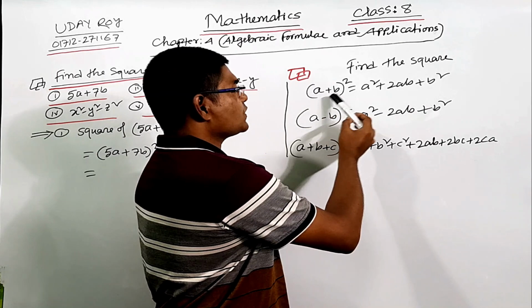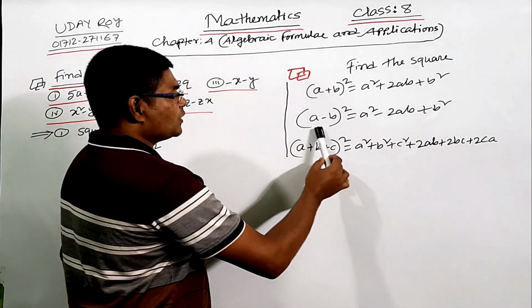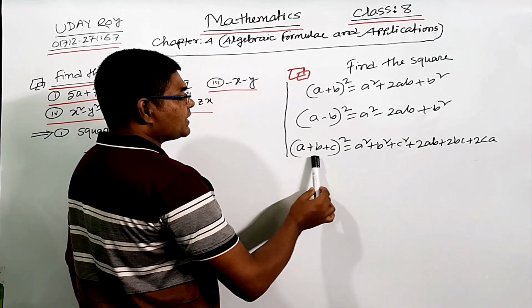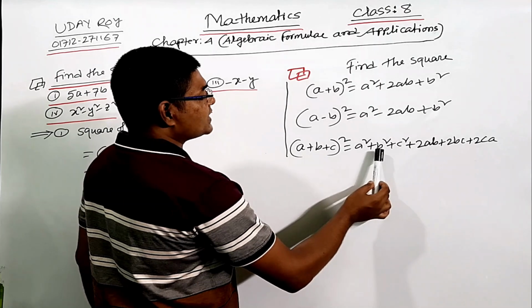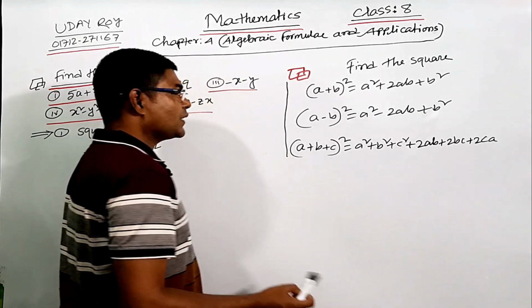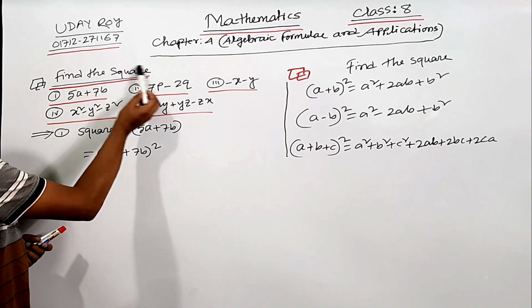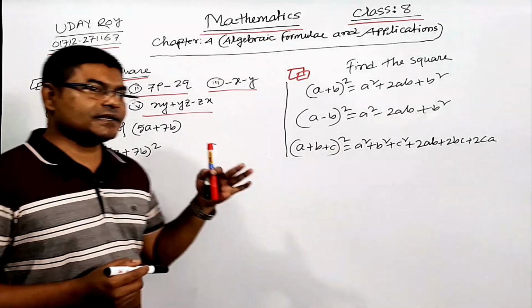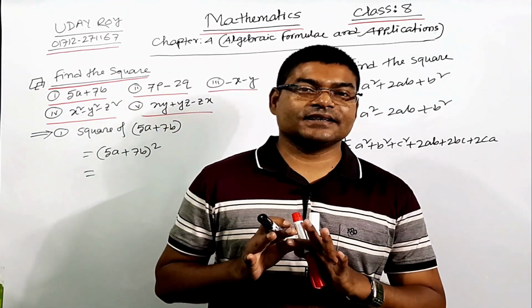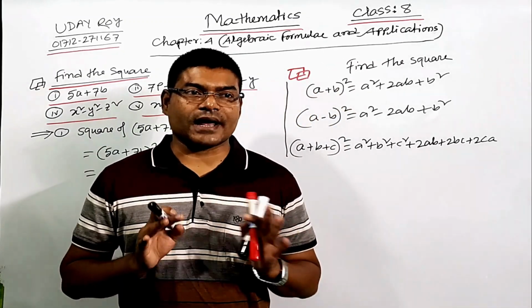A plus b whole square equal to a square plus twice ab plus b square, and a minus b whole square equal to a square minus twice ab plus b square, and a plus b plus c whole square equal to a square plus b square plus c square plus twice ab plus 2bc plus 2ca. Okay, let's come back. Here is find the square. Actually this chapter is the basic chapter for class 8, class 9, class 10 and class 7 also. This is a basic chapter for algebra.